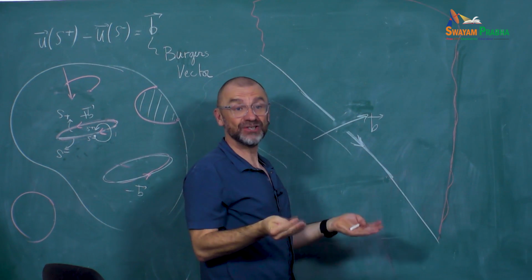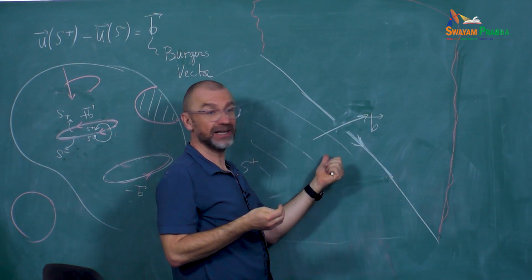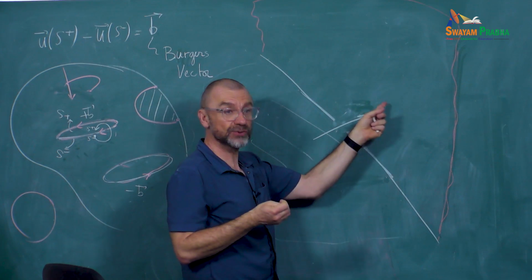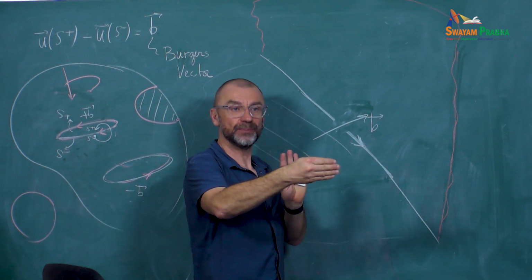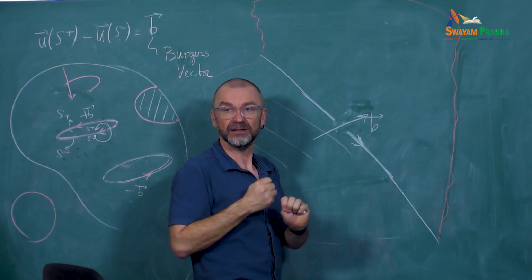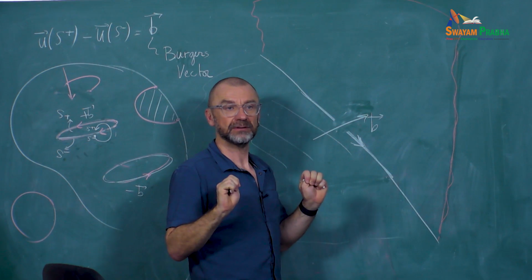So actually, an edge dislocation, in terms of mechanics, is not necessarily a shear dislocation. It can also be an infinite interstitial loop, or an infinite vacancy loop. Everything is completely equivalent, right?